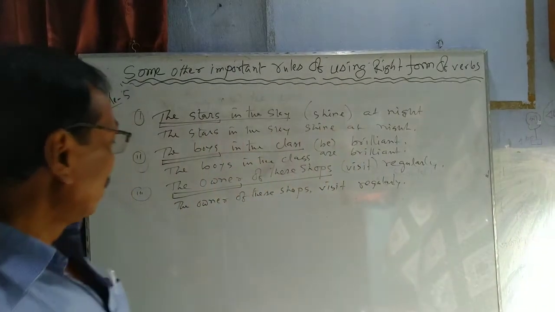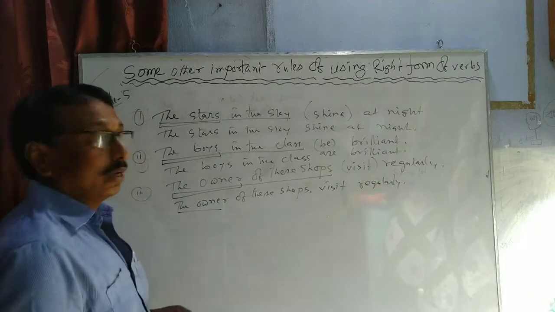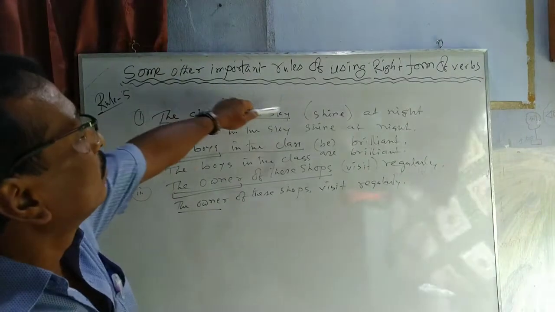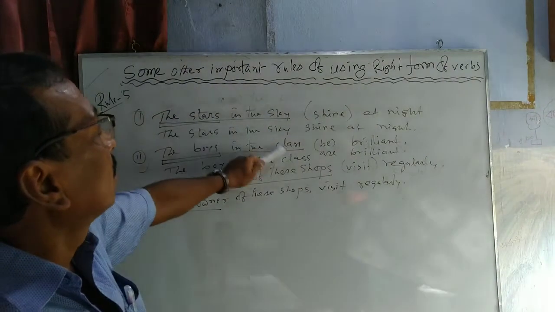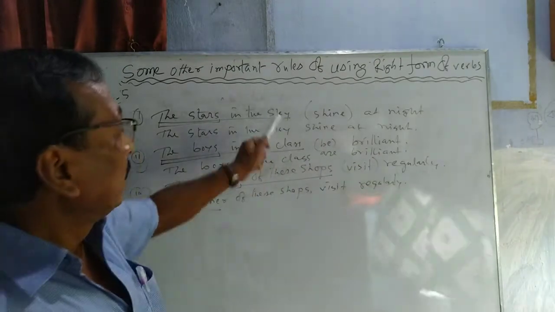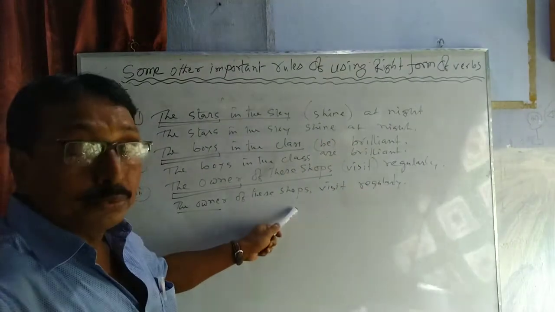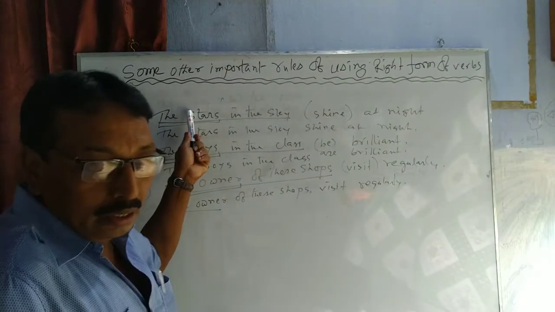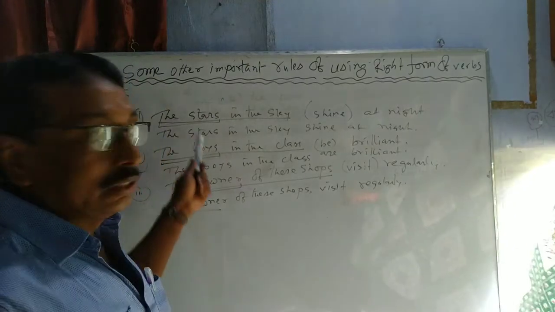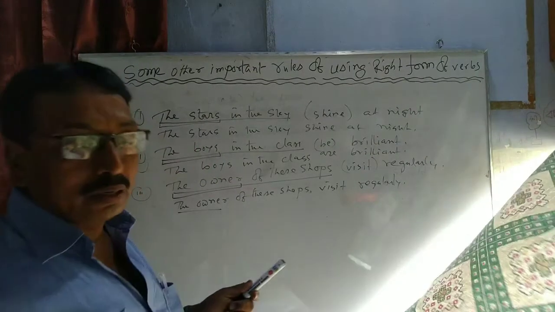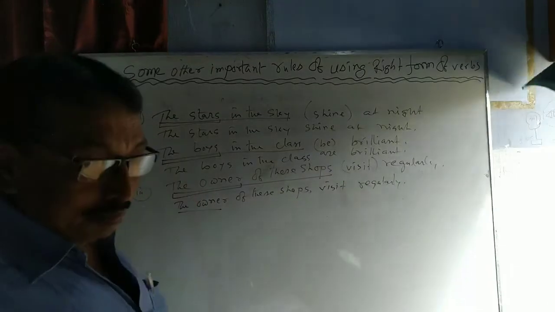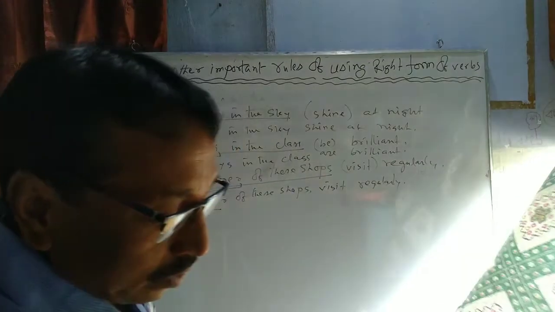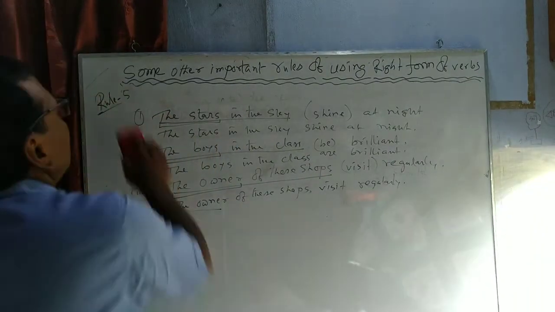Now you see the owner is singular number, the boys plural number, but the nouns before the verbs, the sky, the class, the shops. Sky singular, class singular, shops plural, but the verb changes according to their original subjects. So we must consider the first subject if it is added with a preposition. Now it is your turn to solve the two questions.